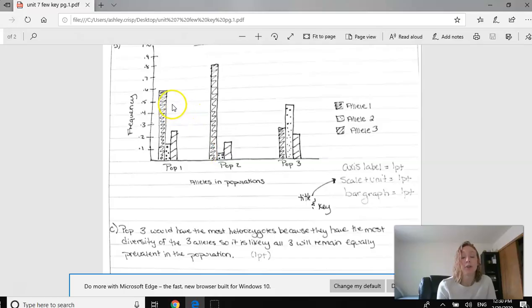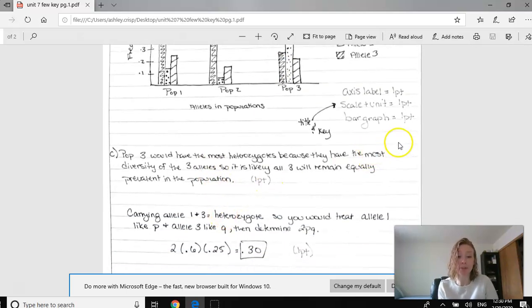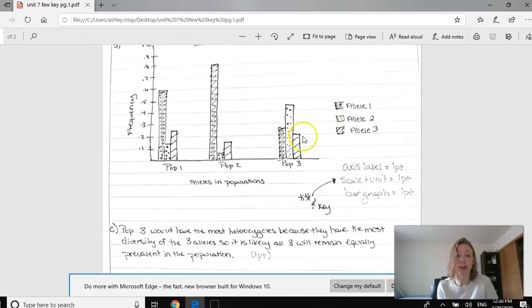It also asks a little bit about whether the populations or the alleles are statistically different. And yes, they are, because a lot of them have drastic differences, and the standard error bars, if you look at the actual numbers, don't overlap. In terms of which one has the most heterozygotes, according to my graph, it would be C. The easiest way to explain that is that they have the most even distribution of the 3 alleles. The difference between them is not as significant as it is for population 1 and 2. Both in population 1 and 2, there's a significantly higher number of allele 1s compared to the others.